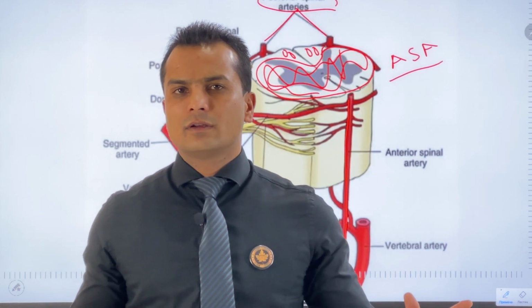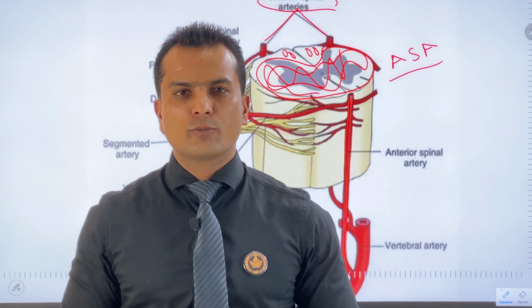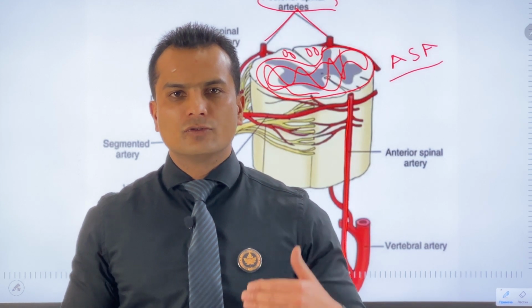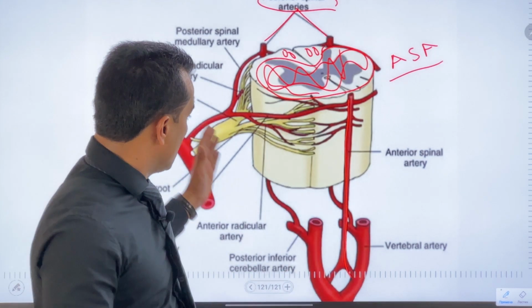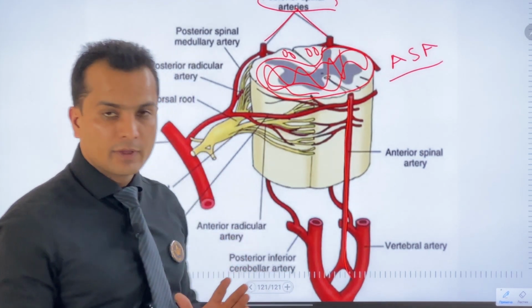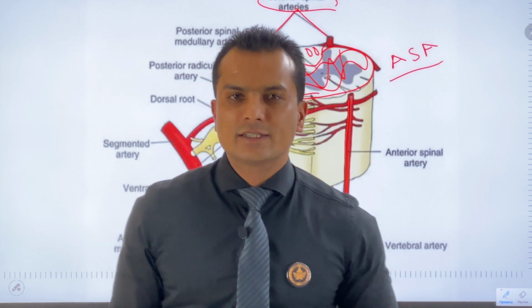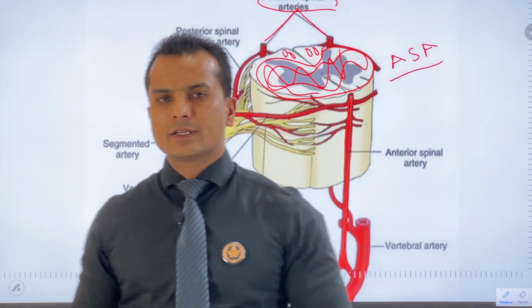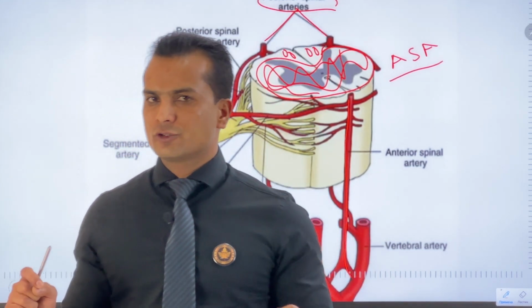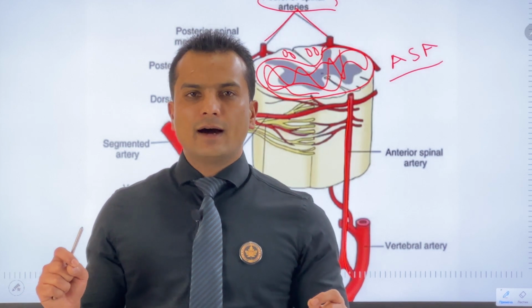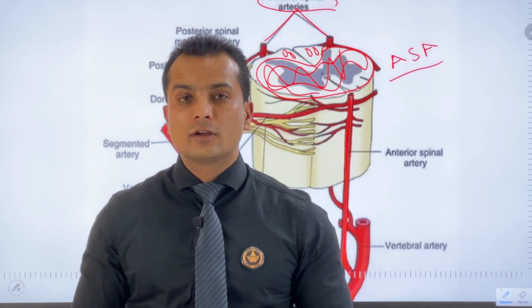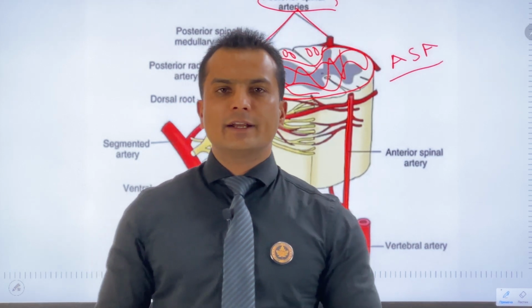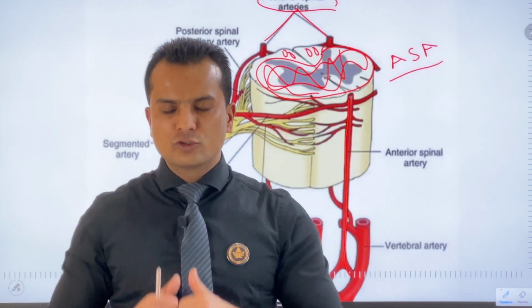Adamkiewicz was a Polish scientist. So by his name, by his work, we have entitled this artery the artery of Adamkiewicz, which is the largest segmental artery. So remember guys, the anterior spinal artery and posterior spinal artery are anastomosing with each other by the segmental artery, and the spinal cord is sitting in the midline.